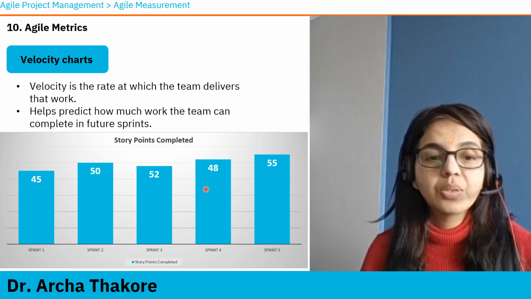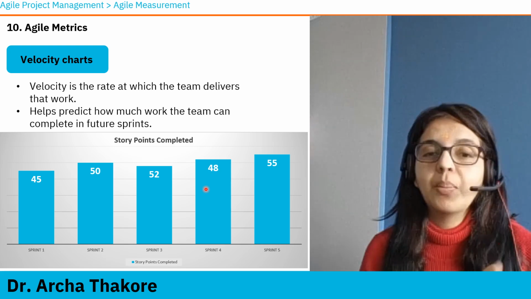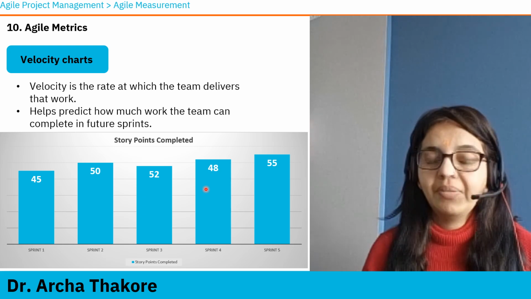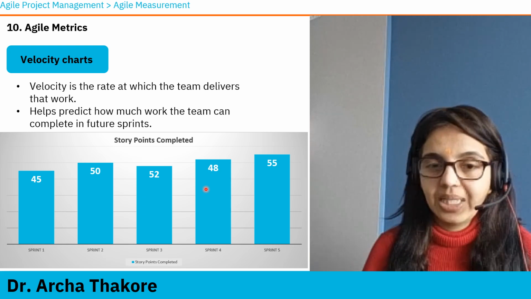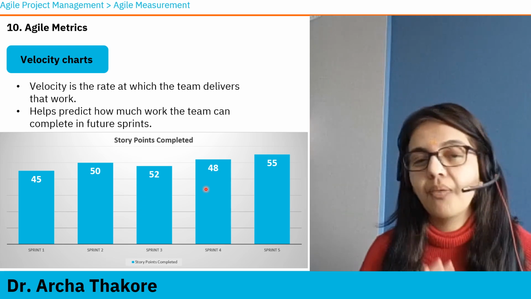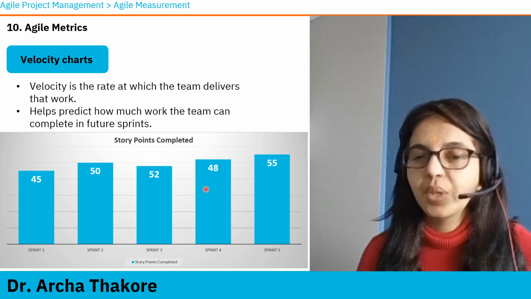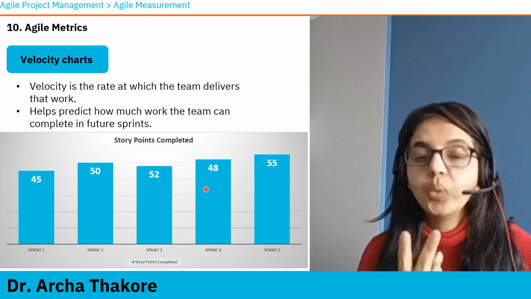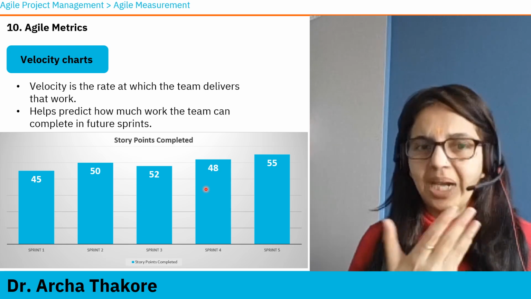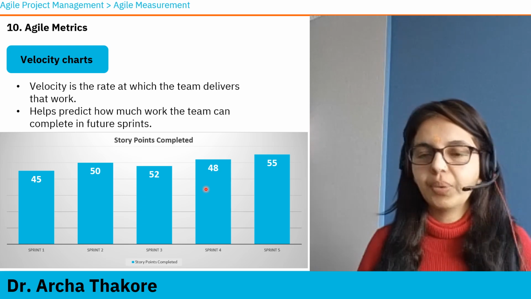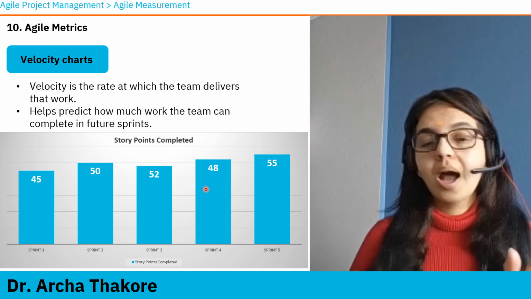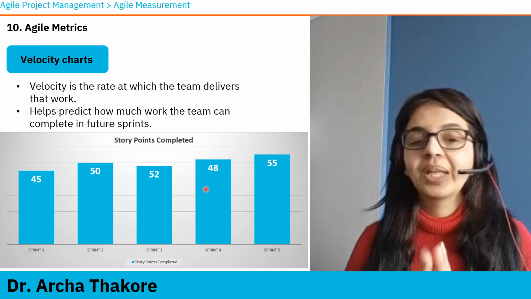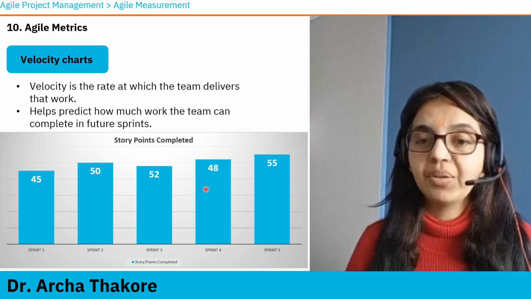So what did we do? We looked at the total number of story points covered in each sprint. Then we divided it by the number of sprints. That gives us an idea of, on average, how many story points the team completes in each sprint. Now, there are two uses of this information. Metrics are for some use, right? What do we want to check? First, we know at which rate the team is progressing, whether it's good or bad. The second one is a predictive purpose.